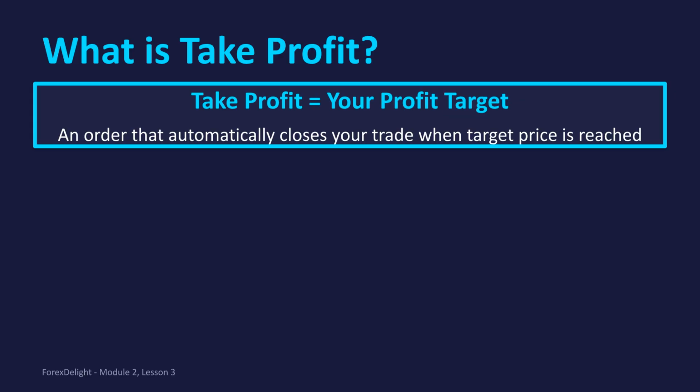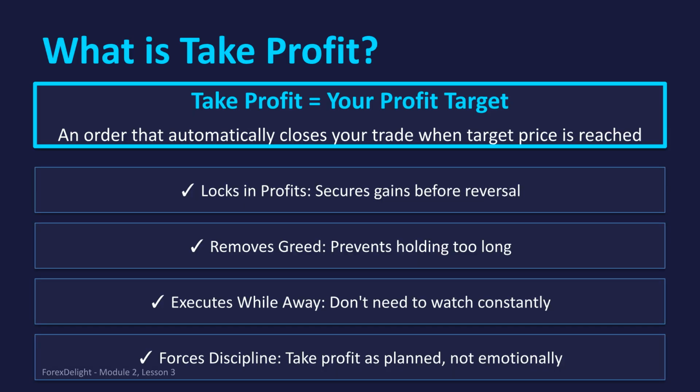Now let's define take profit. This is your profit target. It is an order that automatically closes your trade when your intended target price is reached. A take-profit order locks in your gains before a potential reversal, removes the emotion of greed, executes while you're away, and forces strict trading discipline.